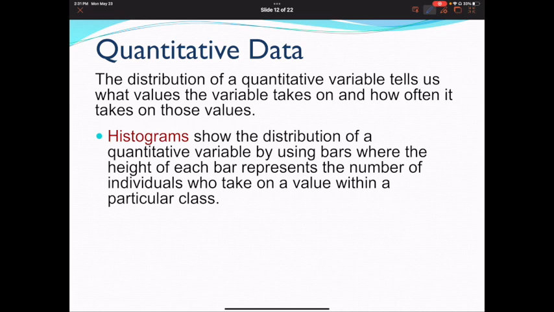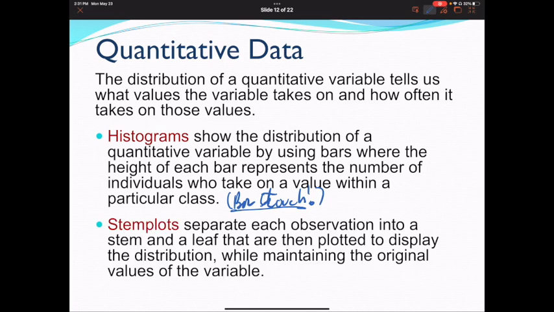Histograms show the distribution of a quantitative variable by using bars where the height of each bar represents the number of individuals who take on a value within a particular class. And it's important to note that unlike bar charts, these bars touch. The next version is going to be stem plots.